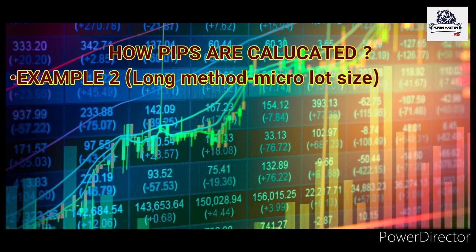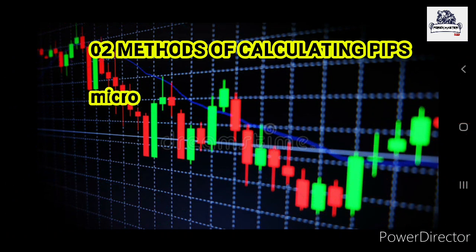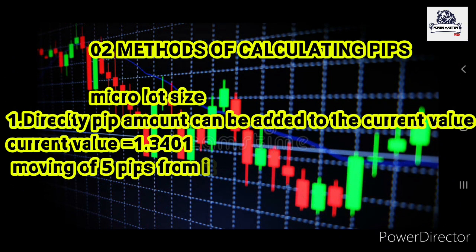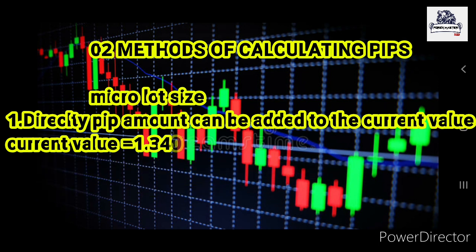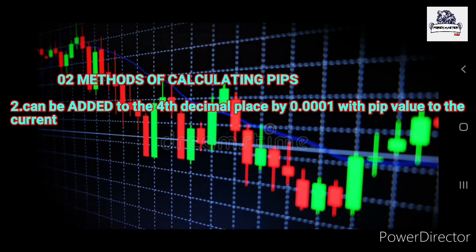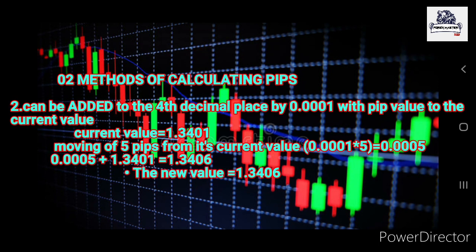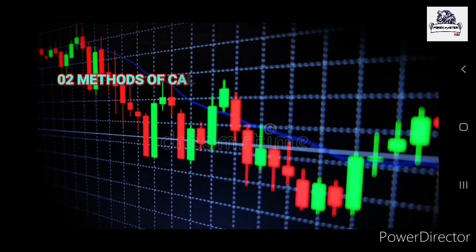Earlier examples were on mini. Now I'm going to take you through examples of micro, and the two methods of calculation. As I said, one is directly, the pip amount can be added to the current value, and the other one is that it can be added at the fourth decimal place, by multiplying 0.0001 with the pip value and adding it to the current value, as you can see on the screen.